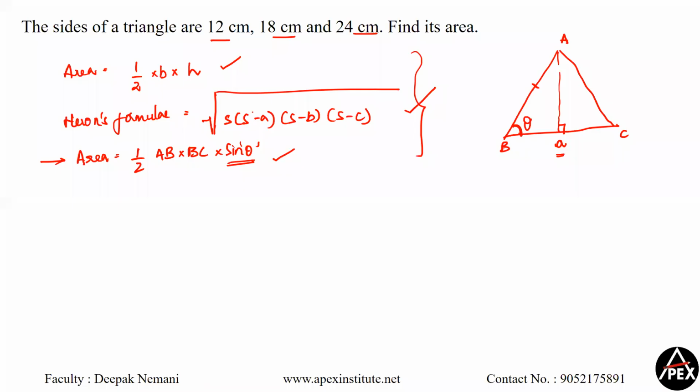So this is root over S into S minus A into S minus B into S minus C. A, B, C are the sides of a triangle. S is called the semi-perimeter. And what is the perimeter of a triangle? A plus B plus C. So perimeter is nothing but the outer boundary.